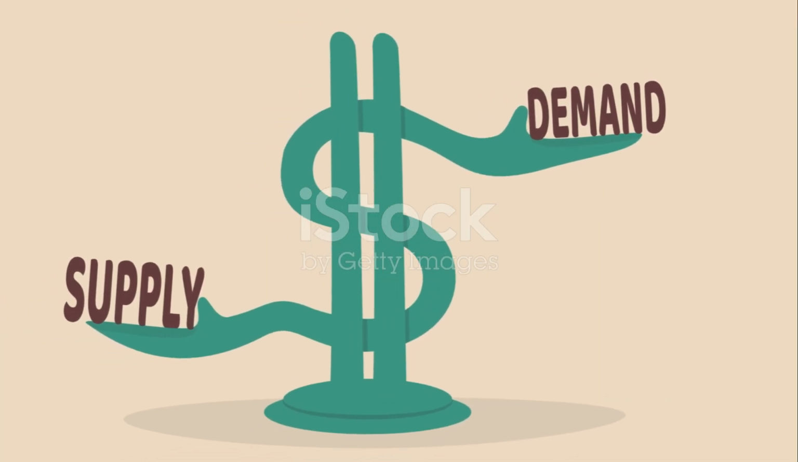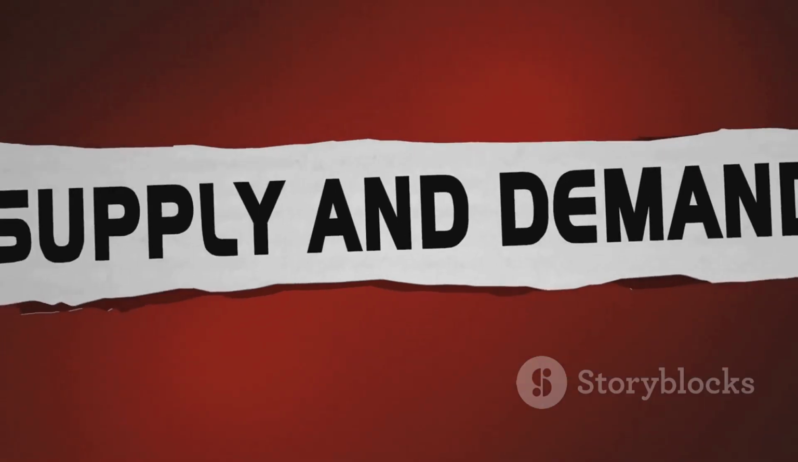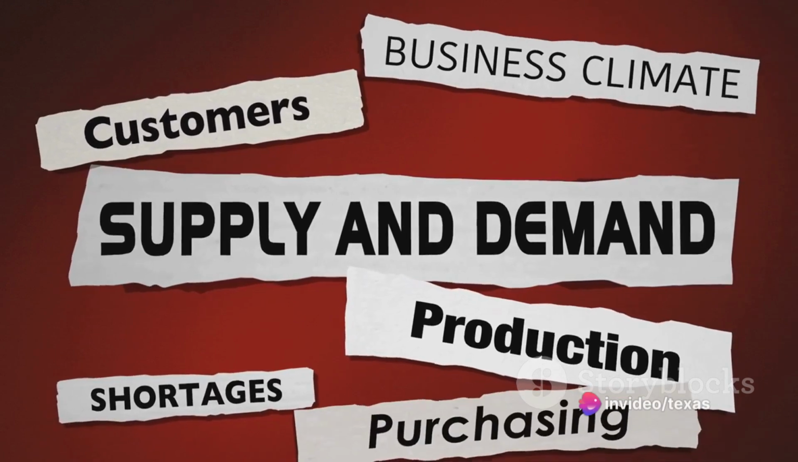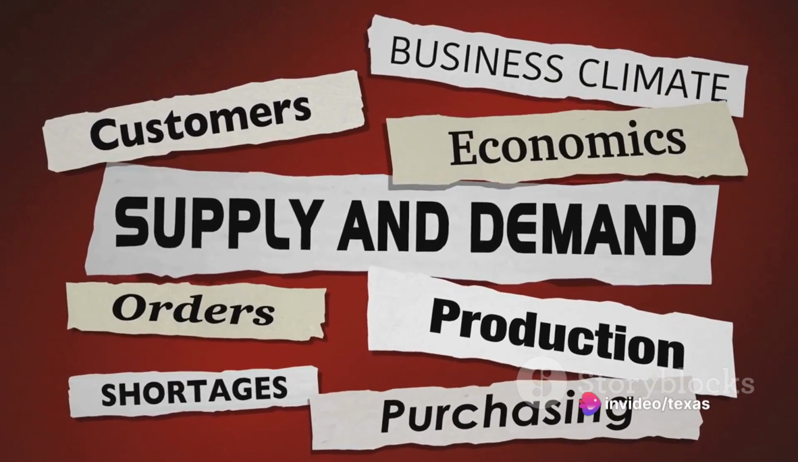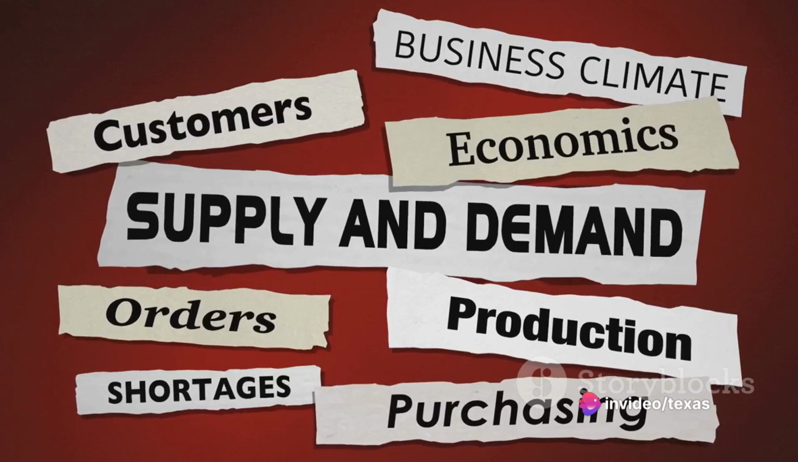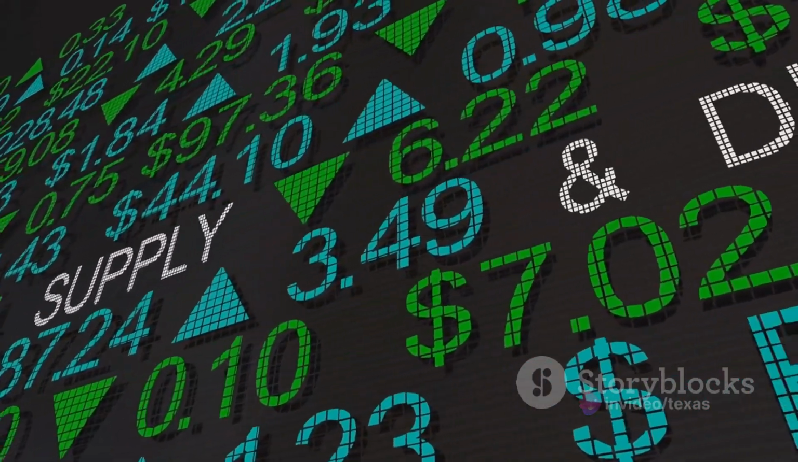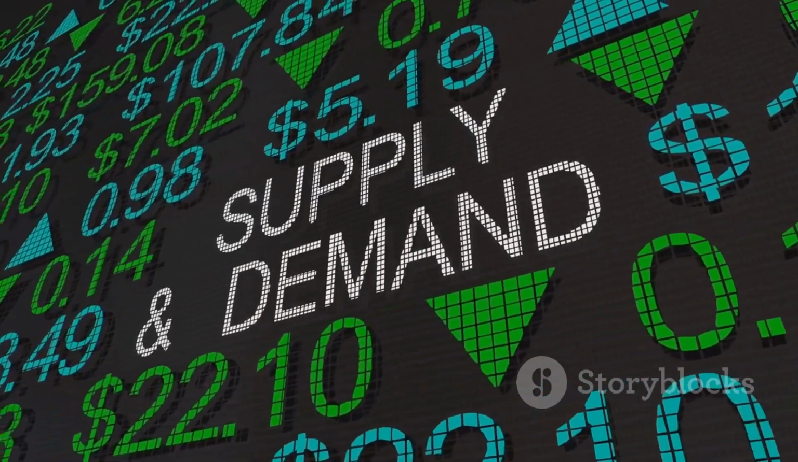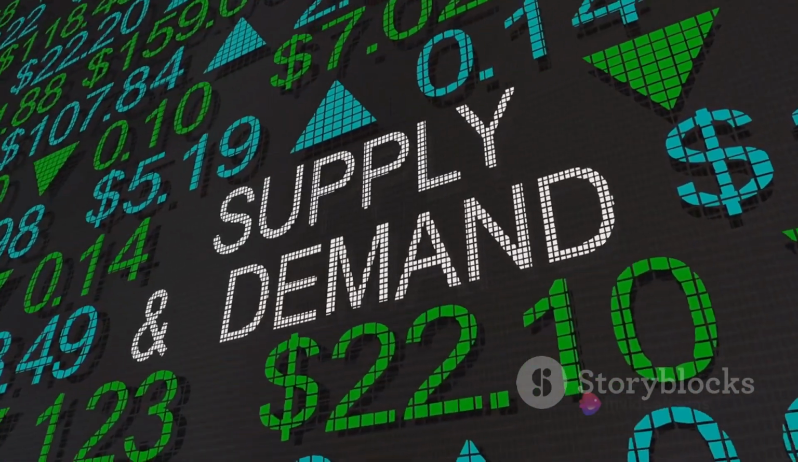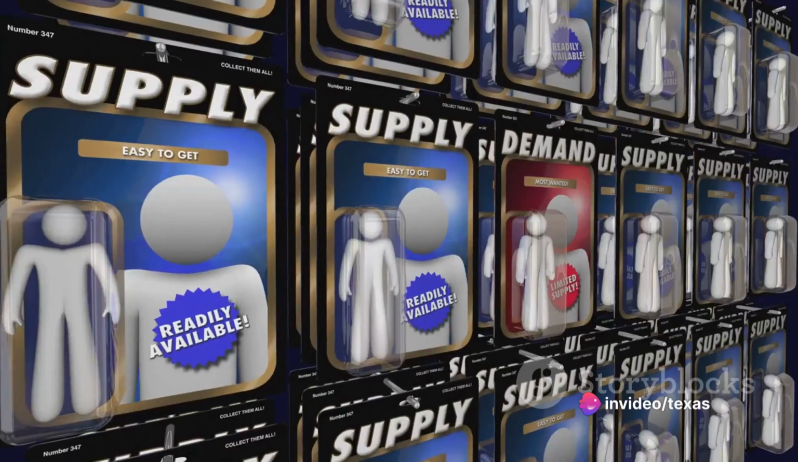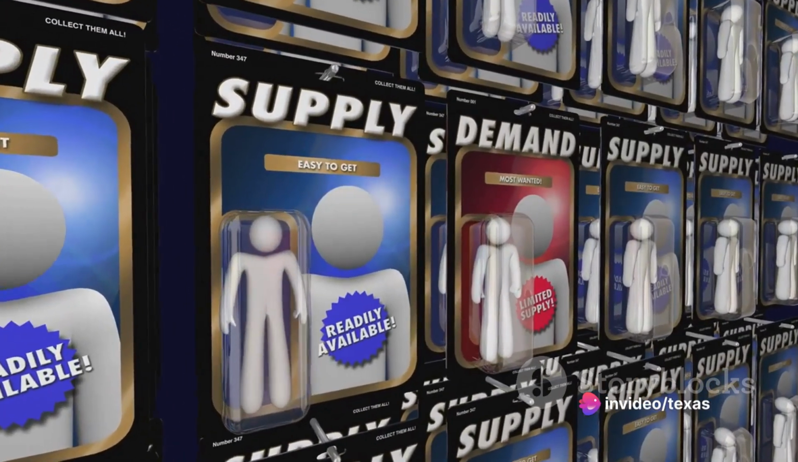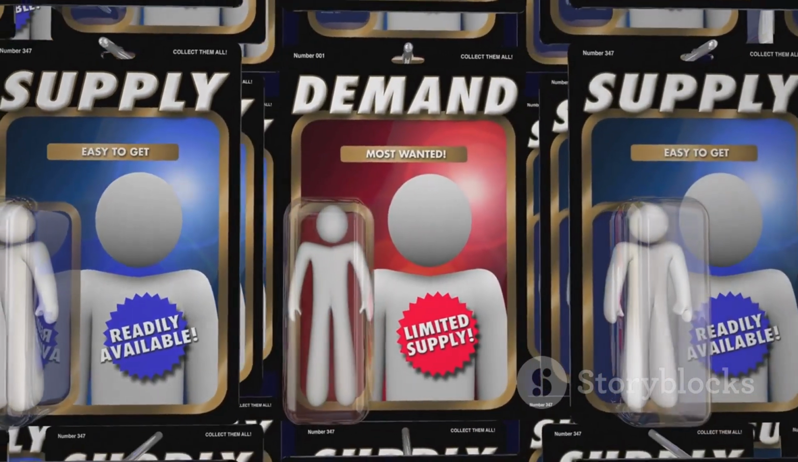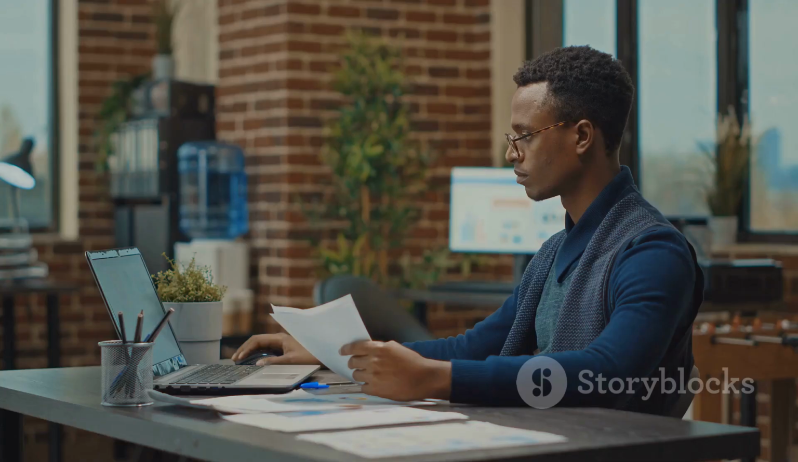Now, let's delve into the heart of microeconomics, the law of supply and demand. This fundamental concept illustrates how prices are determined in a market economy. On one side, we have demand, which represents the consumer's willingness and ability to purchase goods and services. On the other side, we have supply, which represents how much the market can offer. When these two forces meet, they establish the equilibrium price, the price at which consumers are willing to buy the same amount that suppliers are willing to sell.